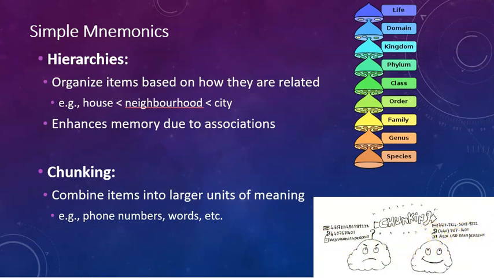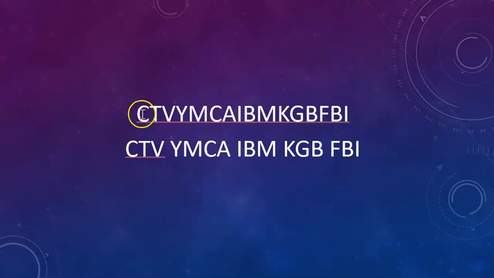Here's a fun example where the top is just a bunch of letters, but what our brain will do is go through and chunk them together. So now we've got CTV, YMCA, IBM, KGB, and FBI. When we're just reading this list, it doesn't mean anything to us. But by using chunking, we're creating smaller, meaningful units that are easier to remember.